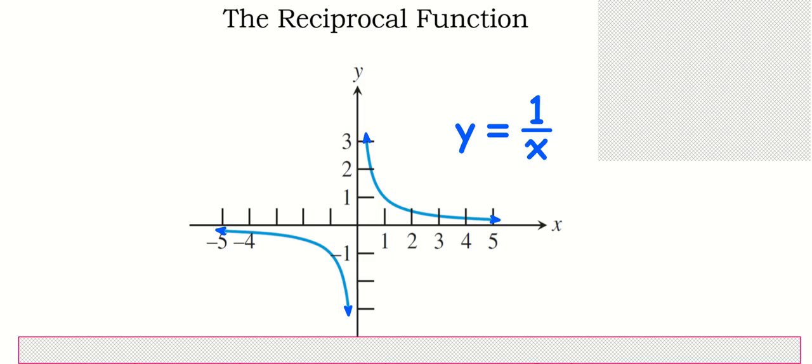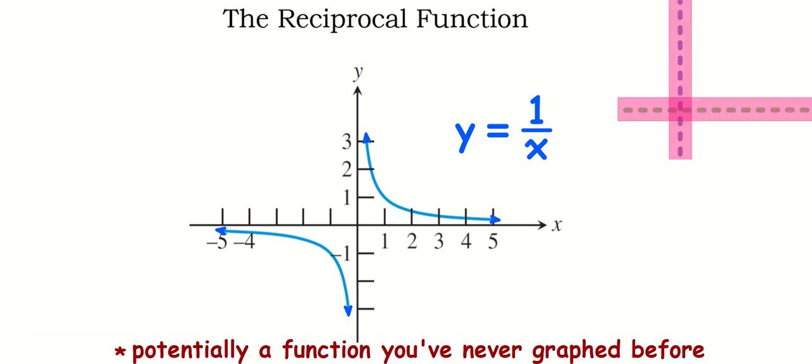But anyway, the reciprocal function is that, and potentially a function you've never graphed before. You know what it means to do 1 divided by an input, so you could analyze this numerically, which then leads to why this graph looks like how it does, and why there are these asymptotes.